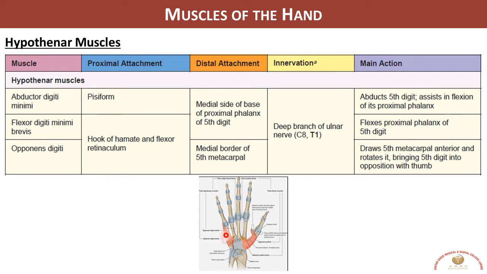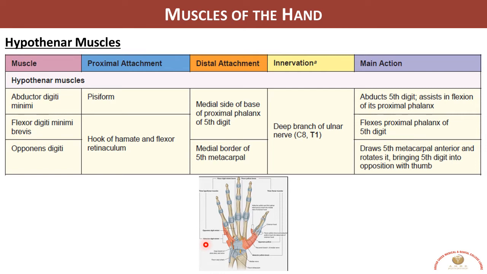This is the view of the hand where the hypothenar muscles are present. So the first muscle in that is the abductor digiti minimi. Abductor digiti minimi comes from the pisiform bone and is attached on the medial side of the base of the proximal phalanx of the fifth digit. In the next slide, I will explain the flexor digiti minimi brevis and opponens digiti minimi. These are the two muscles that have a common origin.